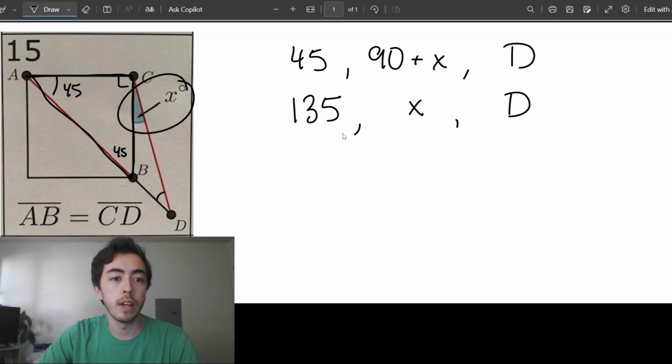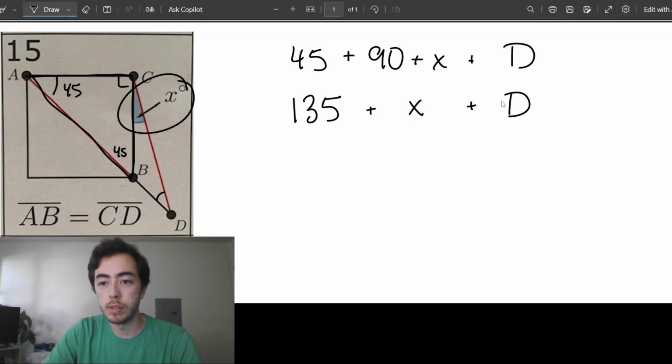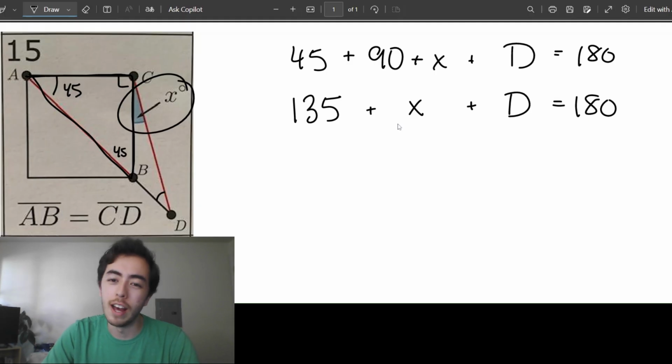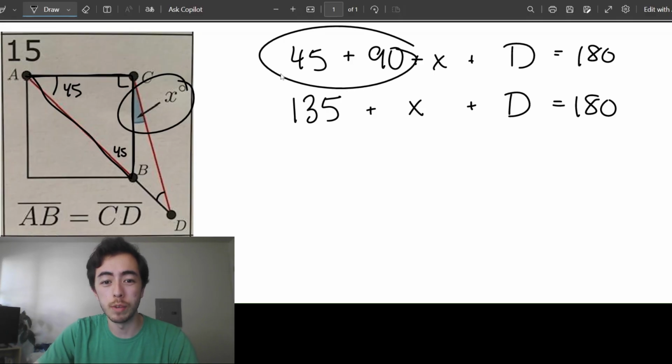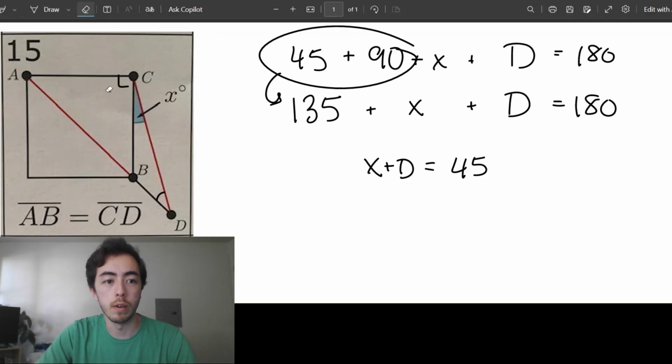Okay. I know that if I add all of the angles of a triangle, we should get 180 degrees. So I could put these plus signs here. We get 180, we get 180. And actually, interestingly, both of these equations are the same. If we just add these two numbers together, we get this. So maybe we could get x plus d is equal to 180 minus 135, which is 45. So that's kind of cool, I guess. Now we have some kind of relationship about x and d, that they're both equal to 45.